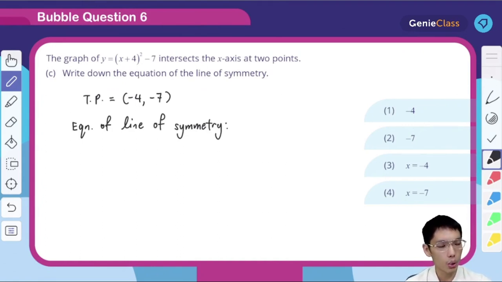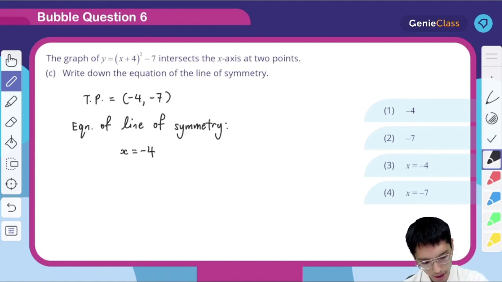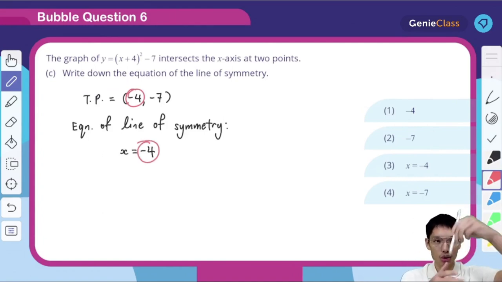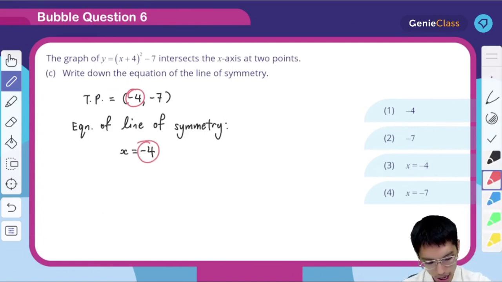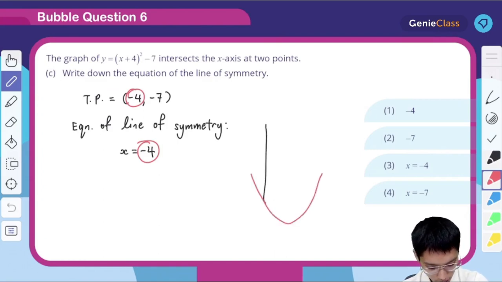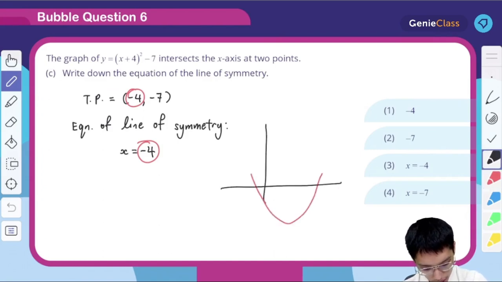Let's take note. Equation over here, it must be something equals to something. In this case, I look at the x value, because the line of symmetry is going downwards. It's always a line going downwards, because that's the line that dissects my equation over here. So for this graph, it's something like this.